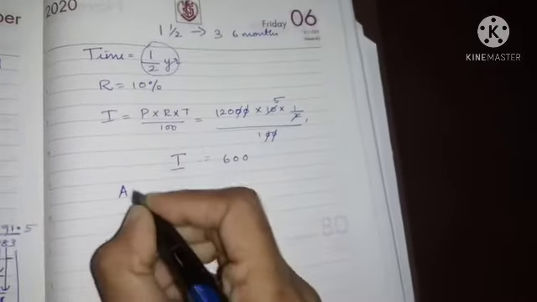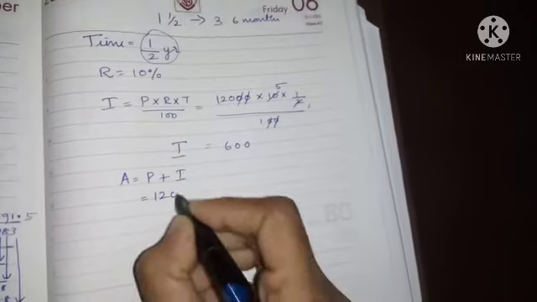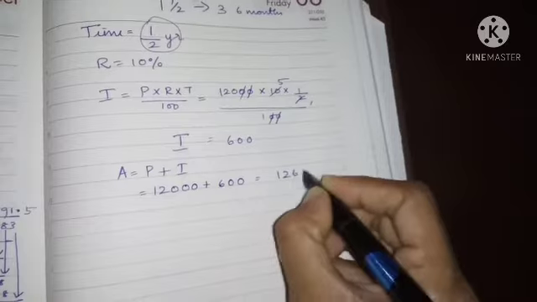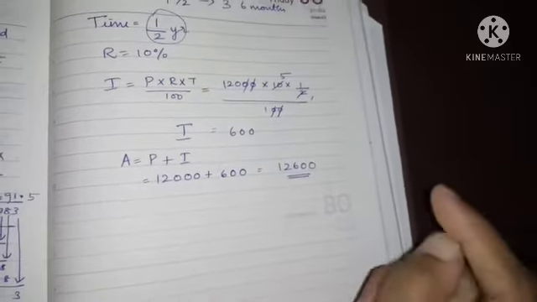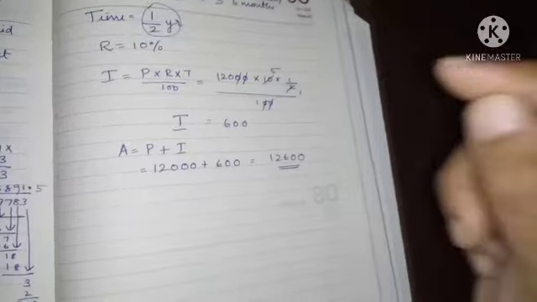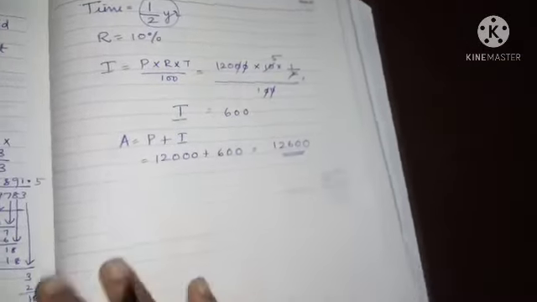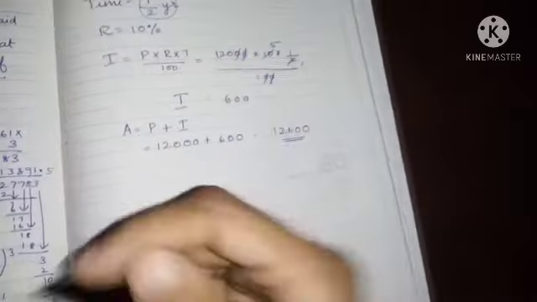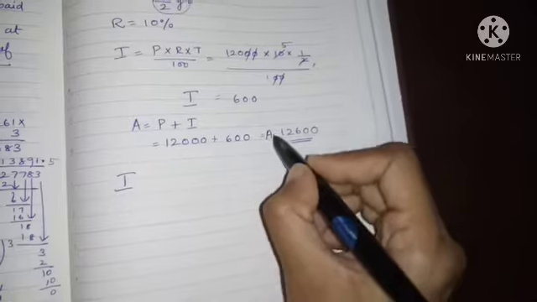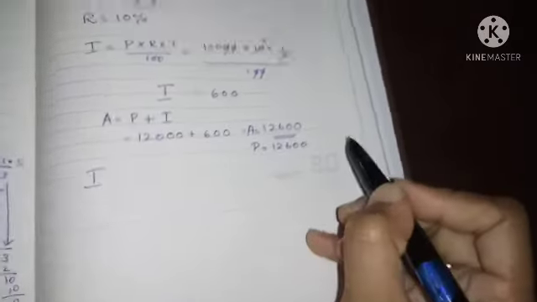So at the end, what will be the amount? Principal plus interest: principal is 12,000, interest is 600. So 12,600 rupees you have to pay for the first 6 months. Now when this period is extended for the next 6 months, you will find the interest for the next 6 months. That time this amount will be the principal. So principal has become 12,600.